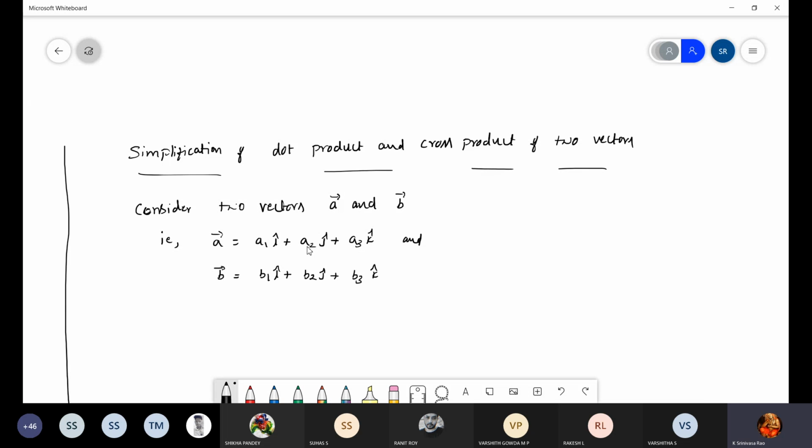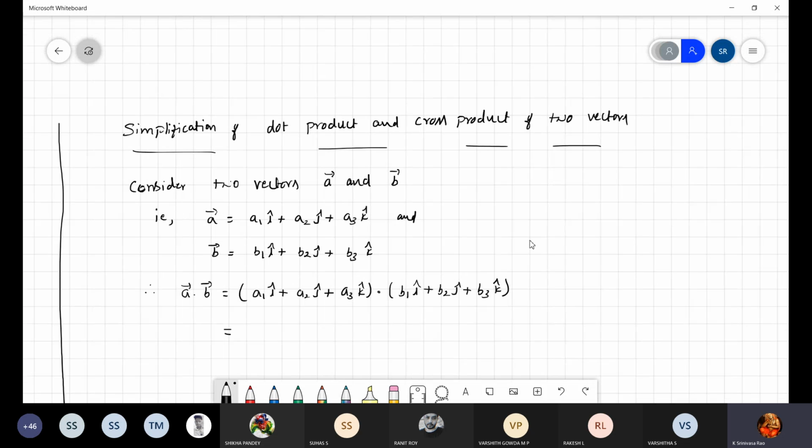Therefore, A dot B equals A1 i cap plus A2 j cap plus A3 k cap, dot, B1 i cap plus B2 j cap plus B3 k cap. Now apply this concept of dot product. Can you tell the answer?